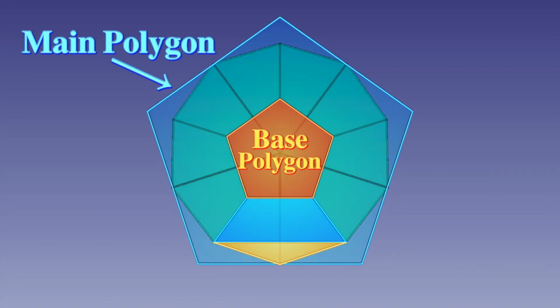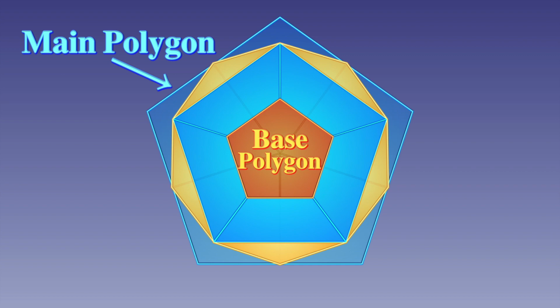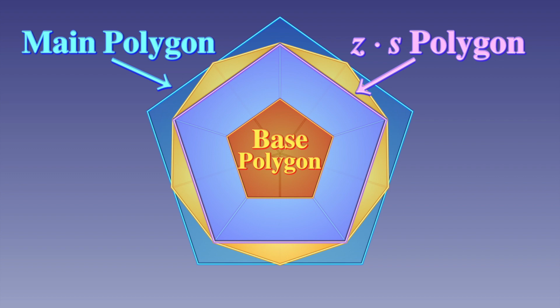If we examine the design of the model from a top view schematic, we can see the length of this panel on the y-axis is determined by the separation between the base and main polygons. But the division between the trapezoidal and triangle sections is determined by a new polygon, which has a side length equal to z times s, meaning that the z variable is a scaling factor of the main polygon side length.